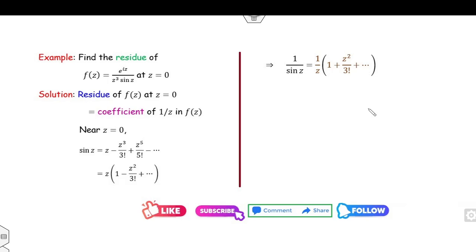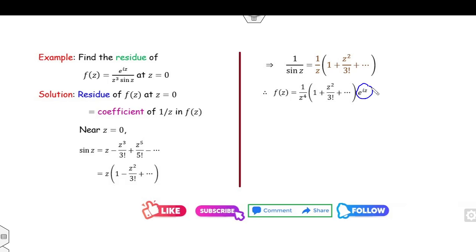I can open this series by using the binomial expansion. We will get, you can firstly write a minus of 1 and then use the series. So it will be 1 plus z square over 3 factorial and so on. Clear? Then I need to find the value of 1 over z cube into sine of z. So I can multiply 1 over z cube on both sides. It's 1 over z 4 into e raised to power iota z.